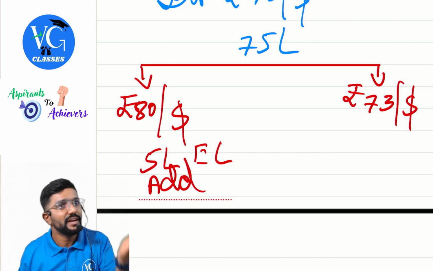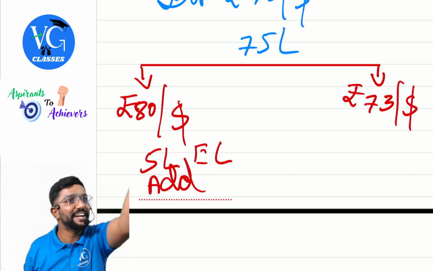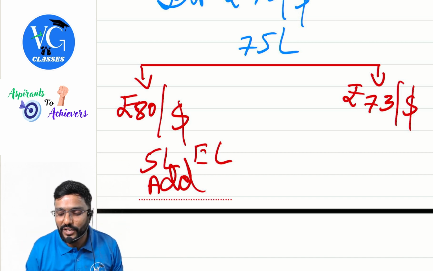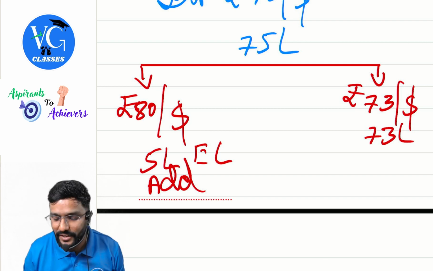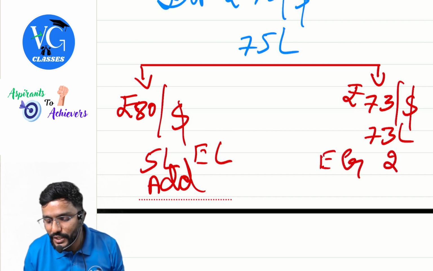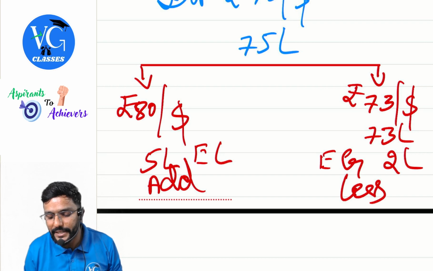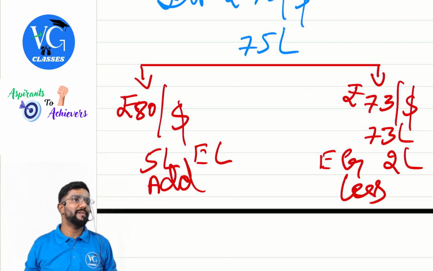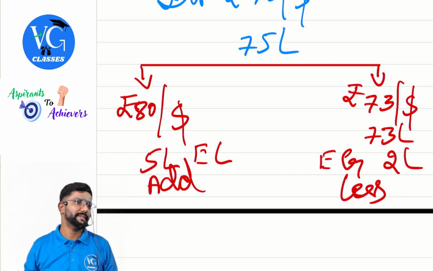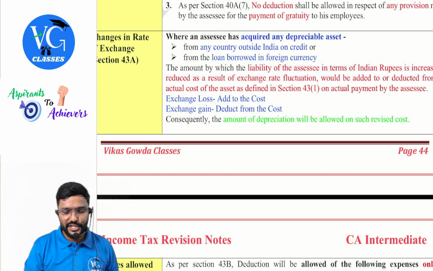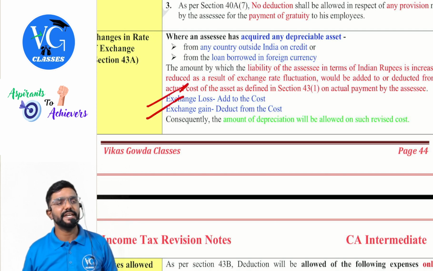I had already committed for 75, but I ended up paying 73. So what is my total cost now? 73 lakh. But I already booked 75. So what is my exchange gain? 2 lakh. What should I do? Deduct it from the asset value. Again, same story. When will I deduct? At the time of payment. It's very simple. If it is exchange loss, add it. If it is exchange gain, deduct it.